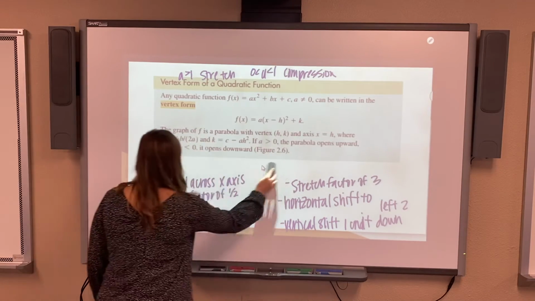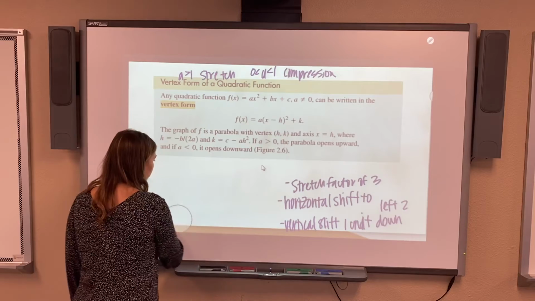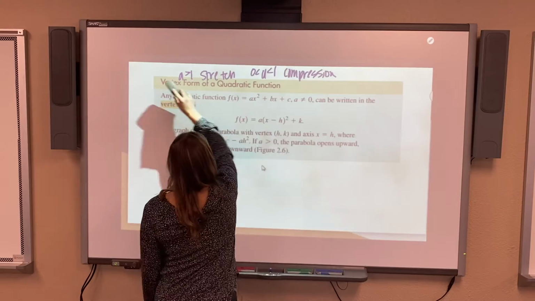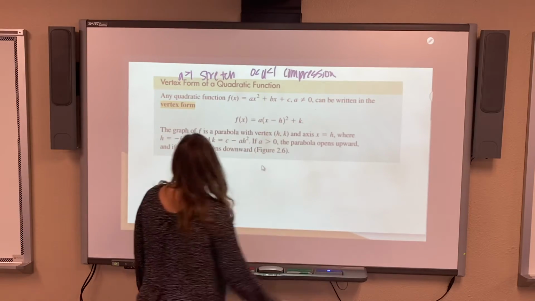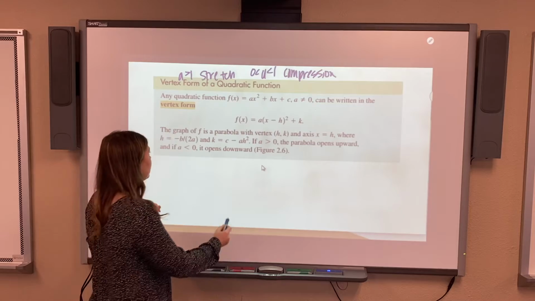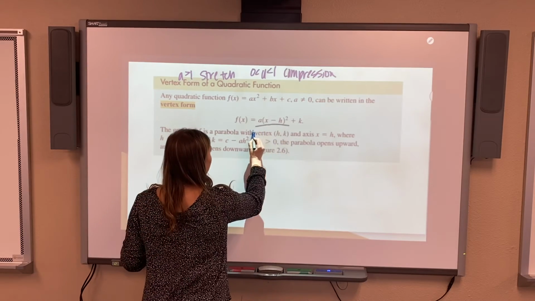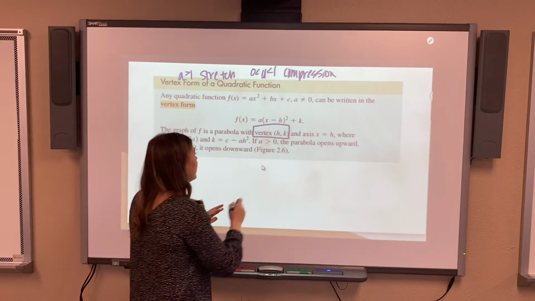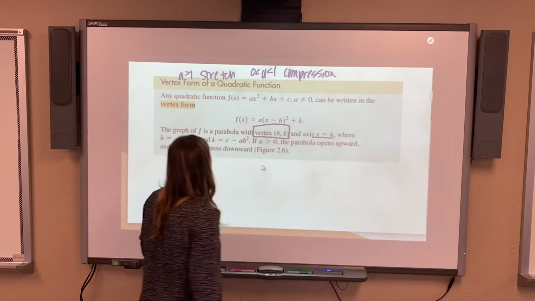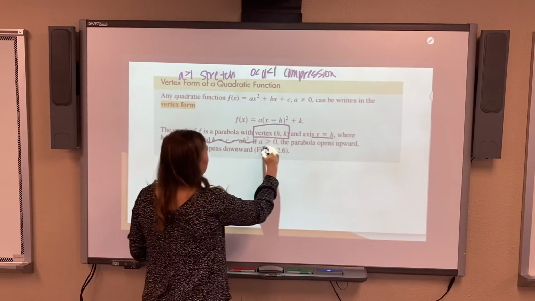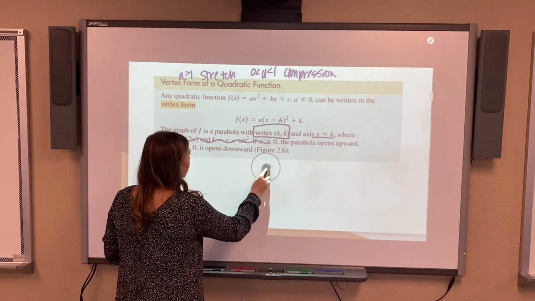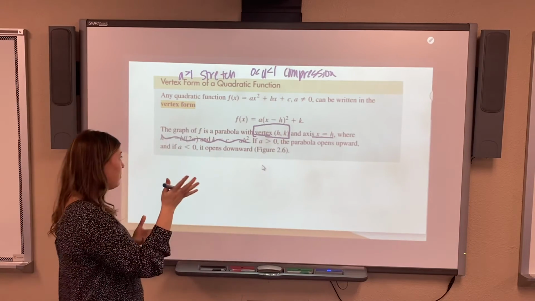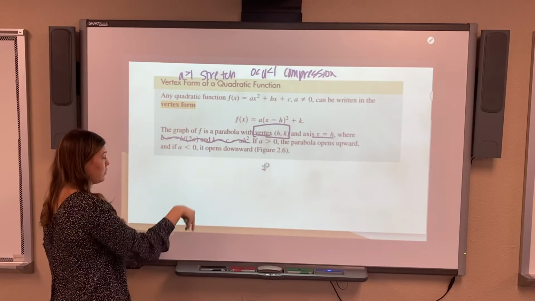Based on that information, I'm going to go over this more as far as how to put it. So this right here is vertex form because it gives you your vertex at (h, k). And that is your turning point, like your maximum or your minimum. And your axis of symmetry is at x equals h. If a is greater than 0, the parabola opens up. So if it's positive, it opens up. If a is less than 0, so negative, it opens down.